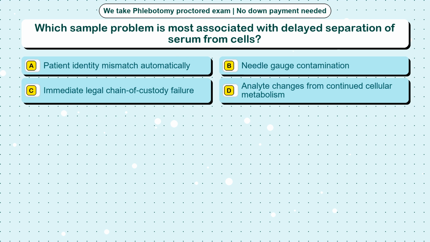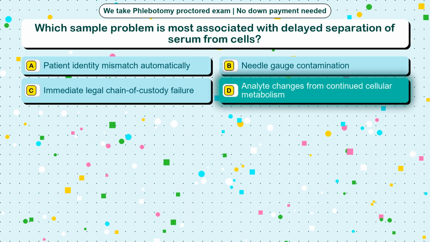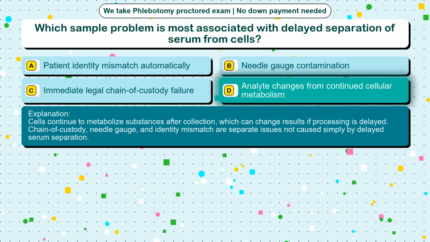Question 18. Which sample problem is most associated with delayed separation of serum from cells? Option A. Patient identity mismatch automatically. Option B. Needle gauge contamination. Option C. Immediate legal chain of custody failure. Option D. Analyte changes from continued cellular metabolism. The correct answer is option D. Analyte changes from continued cellular metabolism. Cells continue to metabolize substances after collection, which can change results if processing is delayed. Chain of custody, needle gauge, and identity mismatch are separate issues not caused simply by delayed serum separation.